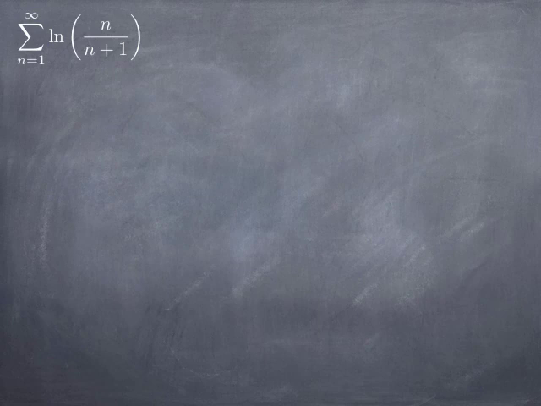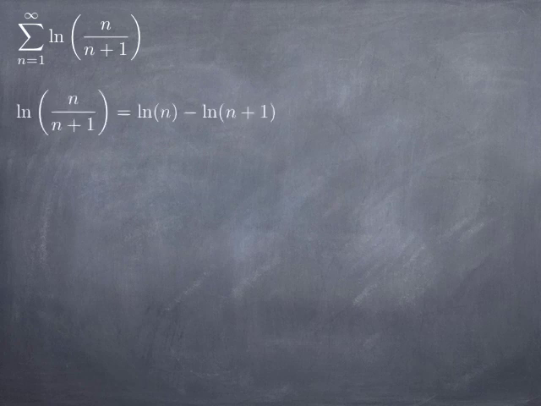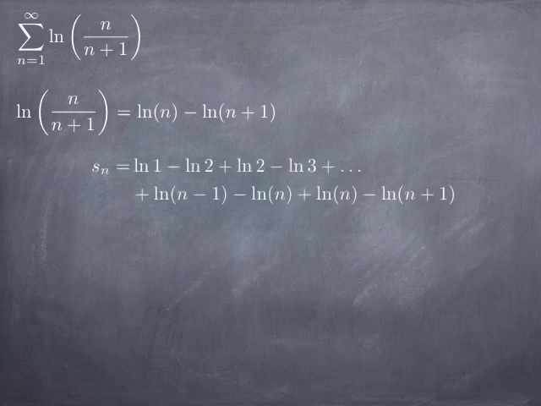Let's take a look at one more example where we do not really have a rational function like in the previous cases, but we have a similar telescoping effect. Namely, the natural log of n over n plus 1 can be rewritten because of the logarithmic laws, natural log of n minus natural log of n plus 1. Which means that if we write out the nth partial sum, we have ln of 1 minus ln of 2, plus ln of 2 minus ln of 3, then we have plus ln of 3 minus ln of 4, and so on. And we finish with ln of n minus ln of n plus 1.